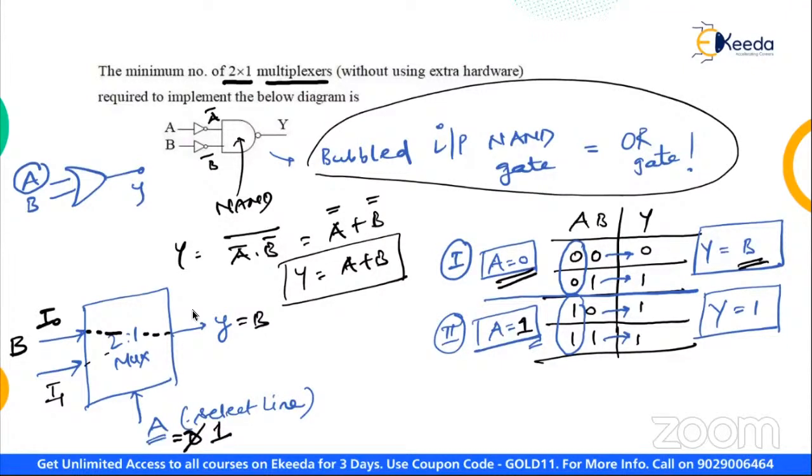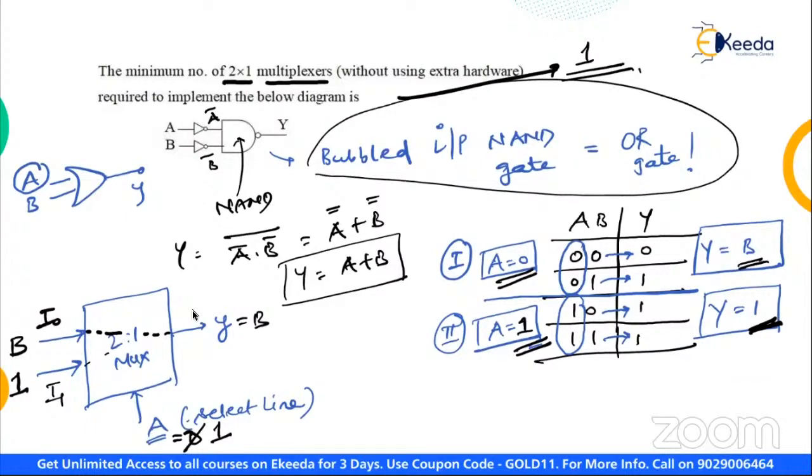But my question is, when A is connected at 1, what output do you want? Logic 1. Okay, let me apply logic 1 here. And that's it, guys. As you can see, to implement this OR gate, I required only a 2:1 multiplexer. So the answer is 1. It's a numerical answer type question.